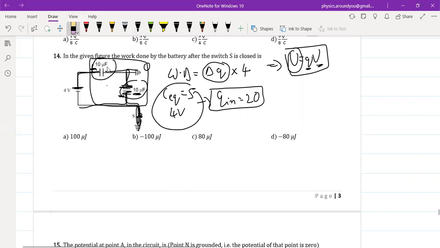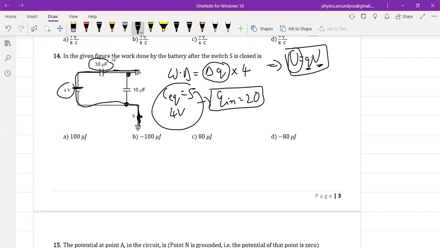The only active part in this whole circuit after closing the switch is just this, right? The charge won't even flow through this because the potential difference across this is zero. So the active path is that. What is the capacitance then? 10. What is the voltage then? 4. What is the final charge? Final charge Q final is CV, so it would be 40 units. So what is the charge which swept through the battery?